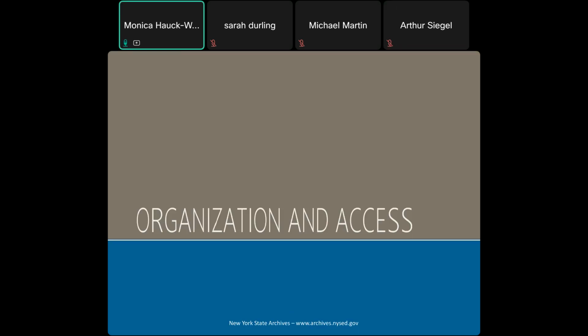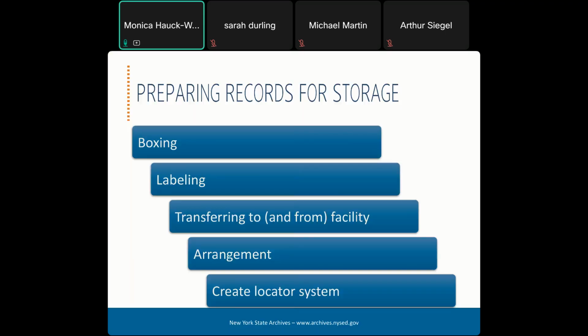So now that we know how to select a space for storing your inactive records and which shelves to procure, how do you make sure that you can quickly locate and provide access to the content you need? To be successful, you're going to want to have standardized processes for how records are boxed, how those boxes are labeled, how labels are transferred between the office and the storage facility, and how the records are arranged once they've arrived at the storage facility. You'll also want to develop a system for locating individual boxes.